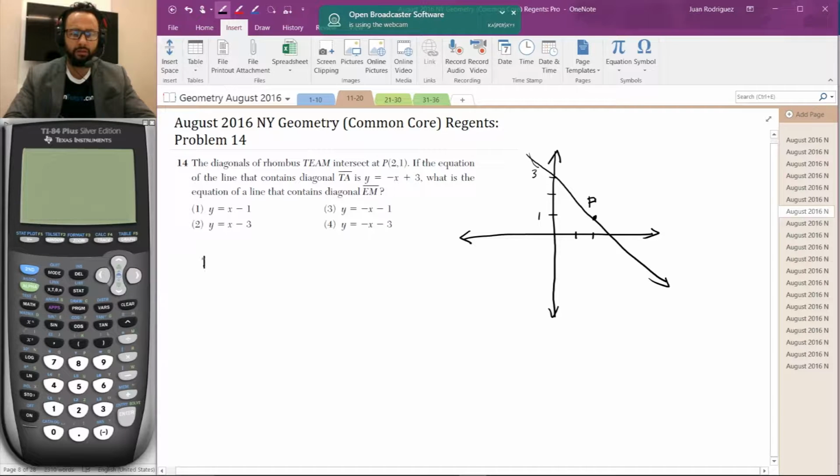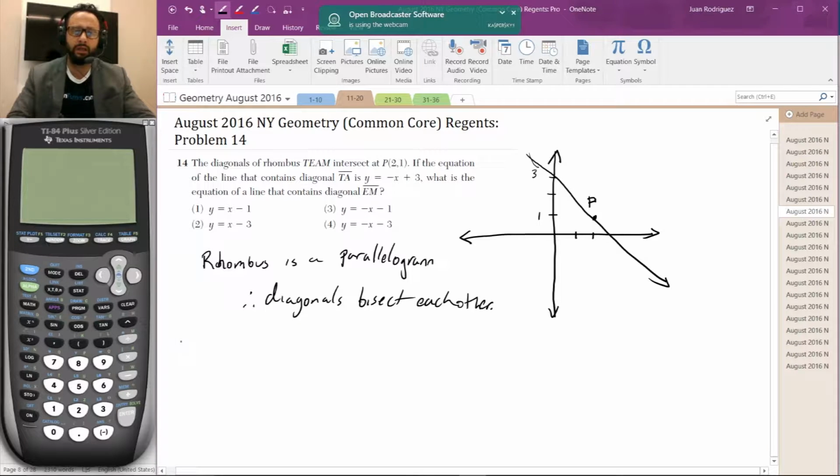A rhombus is a parallelogram, so the conclusion is that the diagonals bisect each other. And then another thing that's special about rhombuses is that their diagonals are also perpendicular.